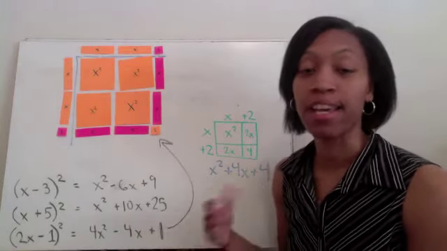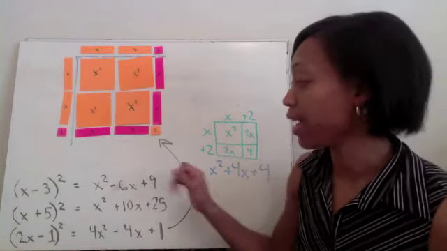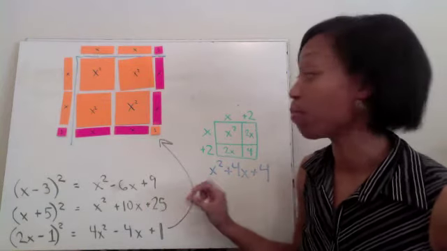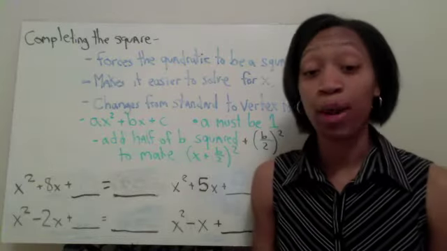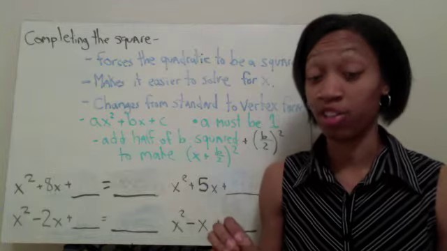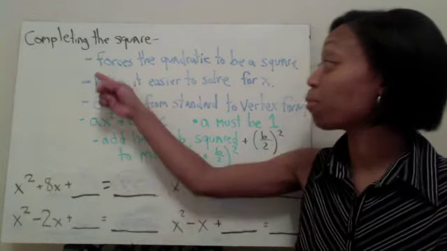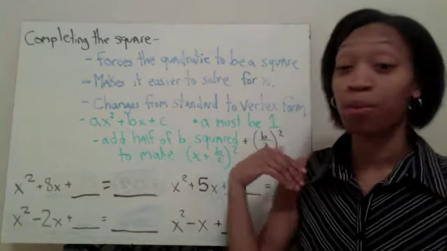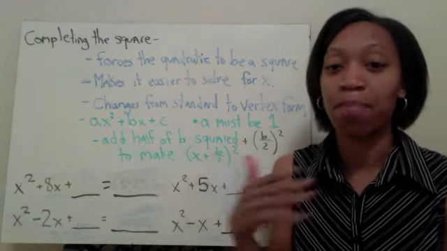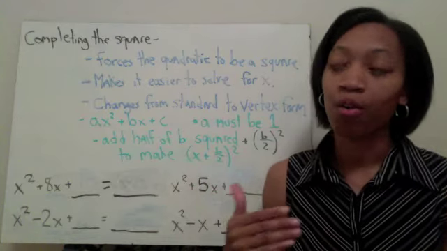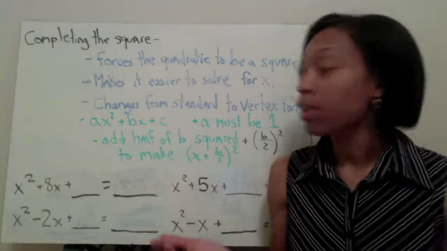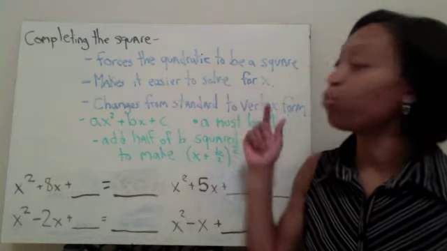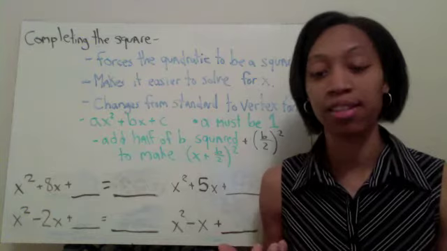So let's talk about how you take something like this, that might not be a perfect square, and make it into a perfect square. Completing the square forces the quadratic equation that you start with to become a perfect square. You're going to add something to it to make it become a square. Now, why are we doing this? We're doing this because it makes it easier to solve for x. Once you've completed the square, it becomes easy to solve.